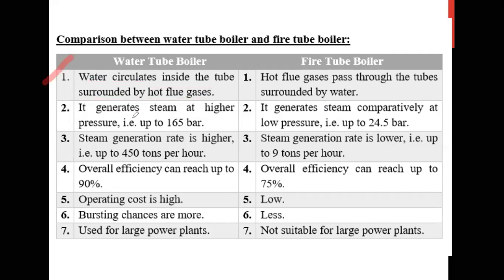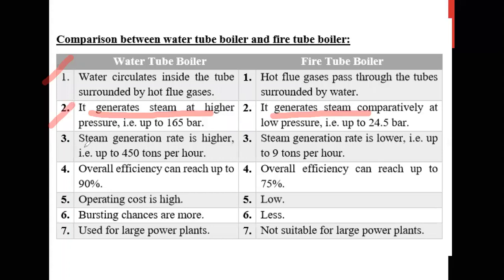Next is the water tube boiler. As you know, the amount of hot gas available in the water tube boiler is more and the amount of water is less, so more fire means more heat. So it can generate steam at high pressure, the steam generation rate is also very high, and the efficiency will also be very high. More steam will be there. But in the fire tube boiler, the amount of water is more and the amount of hot gas is not enough, so it generates steam comparatively at a low pressure.